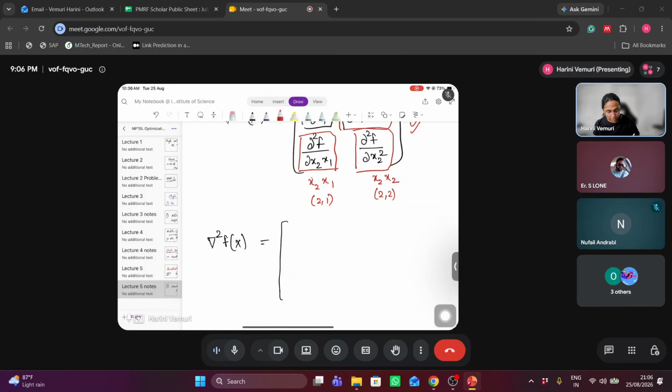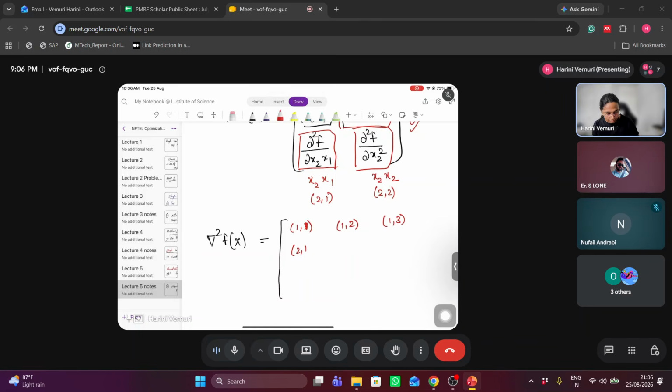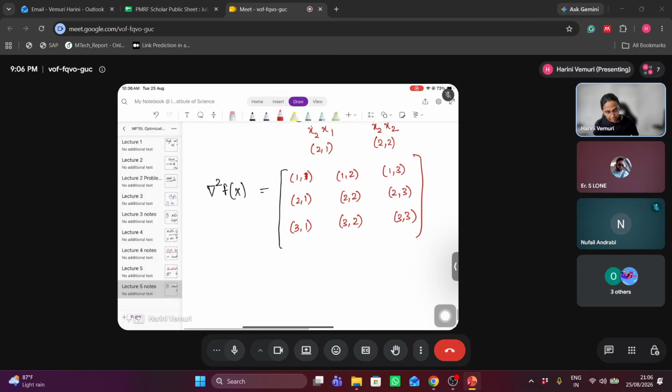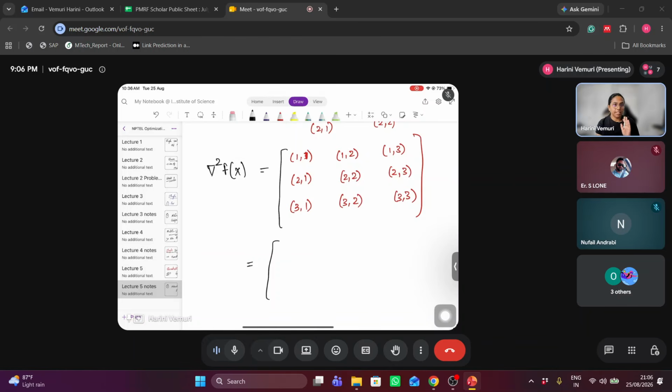Okay. First, let's write the position of each cell. It's 1 comma 1. First row, second column. First row, third column. Second row, first column. Second row, second column. Second row, third column. Third row, first column. Third row, second column, third row, third column. Okay, this part you understood. So here just replace 1 comma 1 by x1 like that. If you have 2, it will be x2. 3, it will be x3. Okay.